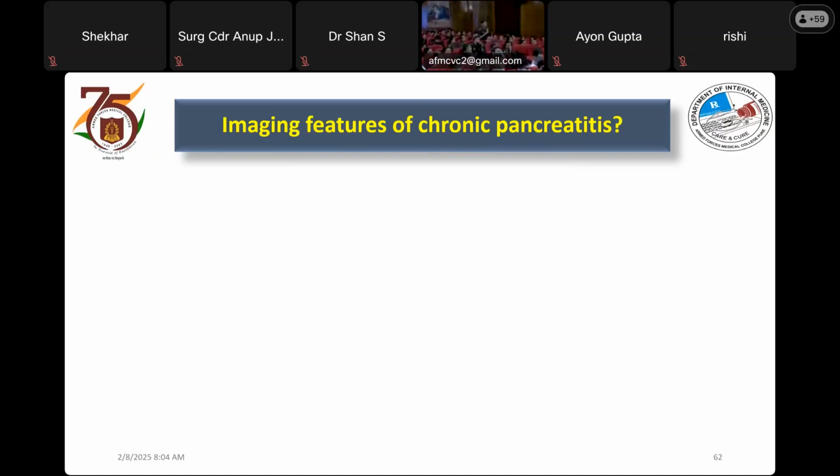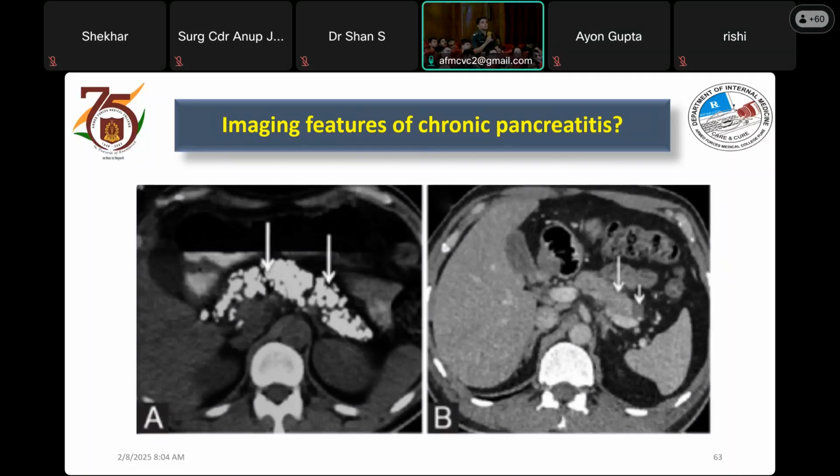For evaluation of chronic pancreatitis on USG, we can see atrophy and fatty atrophy of the pancreas, ductal dilatation and pancreatic calcification. The same can be seen on CT scan, sir. These are pre and post contrast images. In the first image, non-enhanced, showing calcific pancreatitis, intraparenchymal calcification.